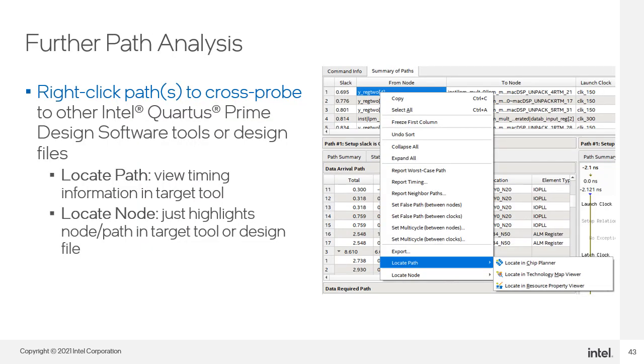You could use a feature called cross-probing to get more information about a particular path. Right-clicking on the node or path in question can allow you to probe that node or path into another tool in the Intel Quartus Prime framework. For example, you'll be able to more easily determine the sources and destinations of that path to help troubleshoot a timing problem.